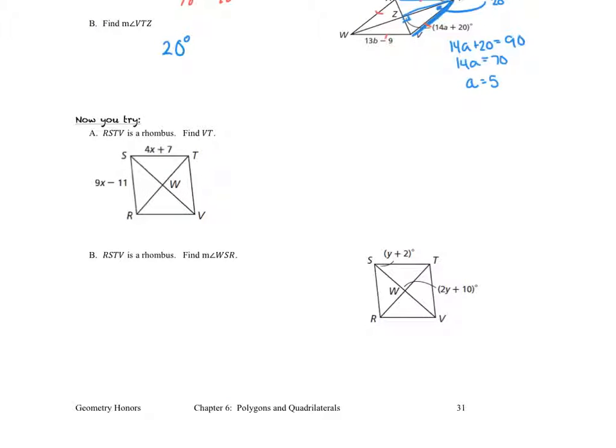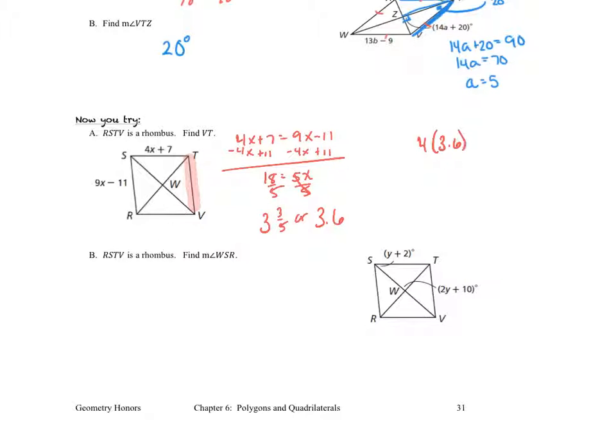Okay, another rhombus, and it's asking for side length VT, so I'm going to keep in mind that all my side lengths are congruent, so I can set 4x plus 7 equal to 9x minus 11. I can subtract 4x from both sides. I can also add 11 to both sides, and I end up with 18 equals 5x. Divide both sides by 5, and that is 3 3/5 or 3.6. Okay, so I can find VT just by plugging that in. So 4 times 3.6 plus 7. So VT equals 21.4.